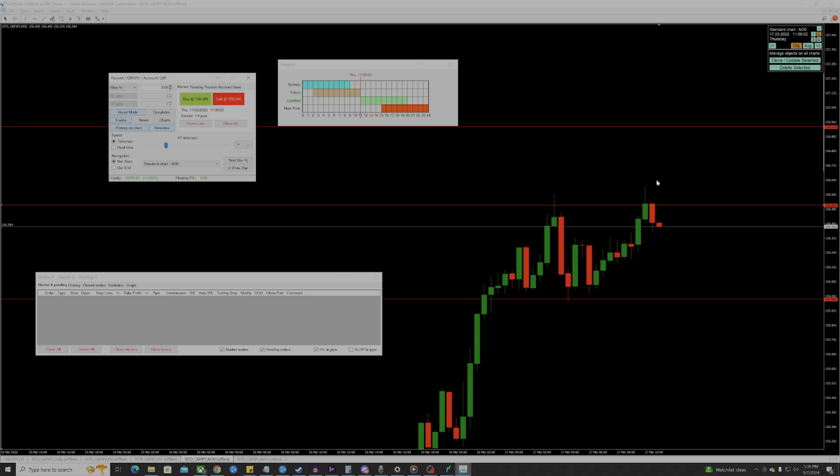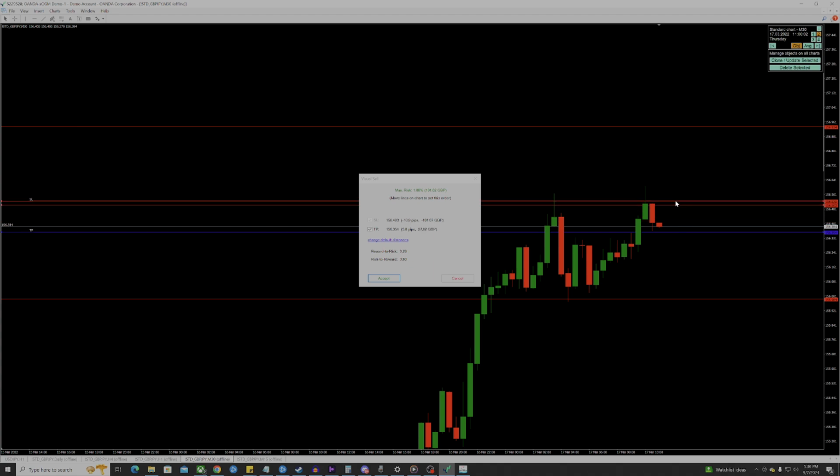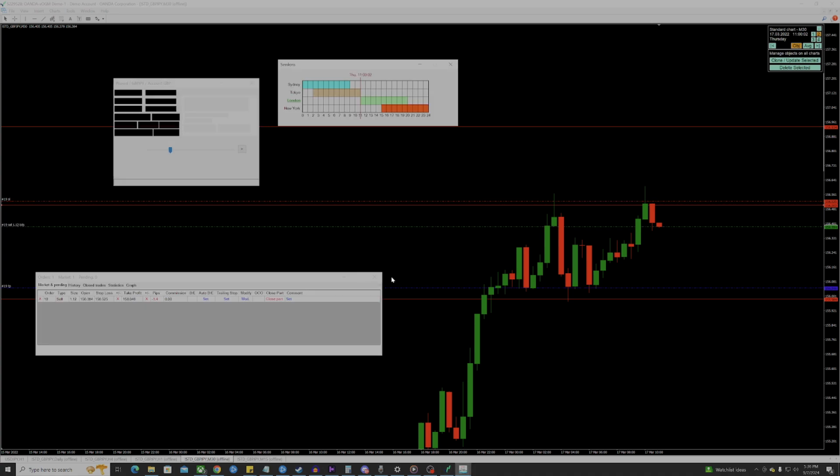2%. I'll bring it back to 1%. And we will take a sell. I'm going to put the stop above the previous candle, down to this support.